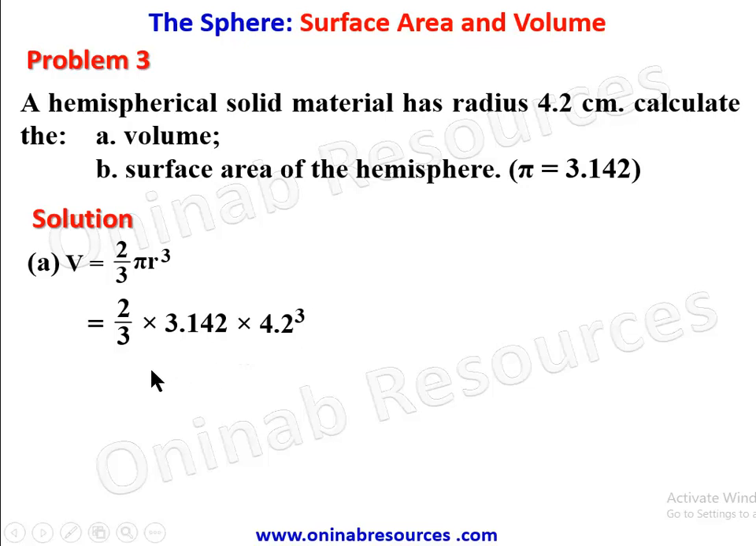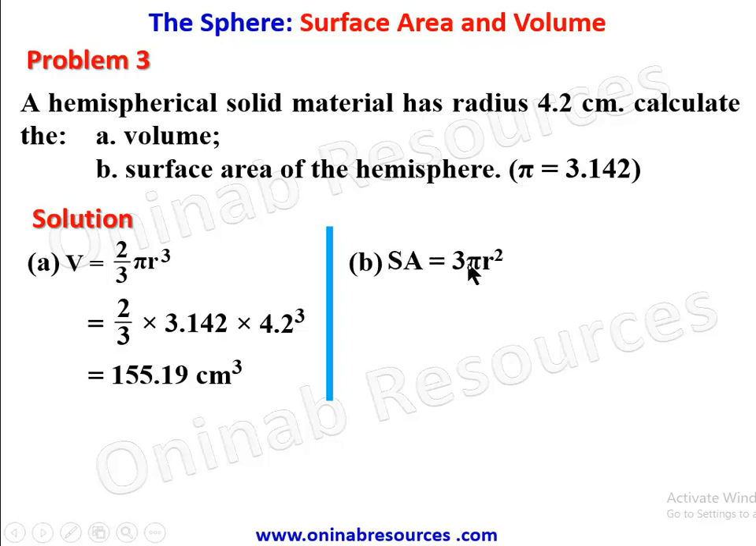So if you press your calculator, we have it as 155.19 cubic centimeters. And that's the volume of the hemisphere. Now we go for the surface area of the hemisphere. We know from the beginning the surface area is 3 pi r squared. Still substituting r equal to 4.2 and pi to be 3.142. That surface area will be 3 times 3.142 times 4.2 squared.